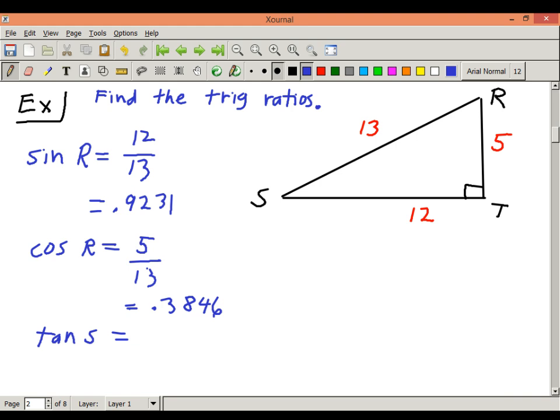The tangent of angle S, if you go back to the definition of tangent, if you're standing right here this time on angle S, it's the opposite leg, which is 5, divided by the adjacent leg, which is 12, so 5 over 12. So the tangent of angle S is, as a fraction, 5 over 12.